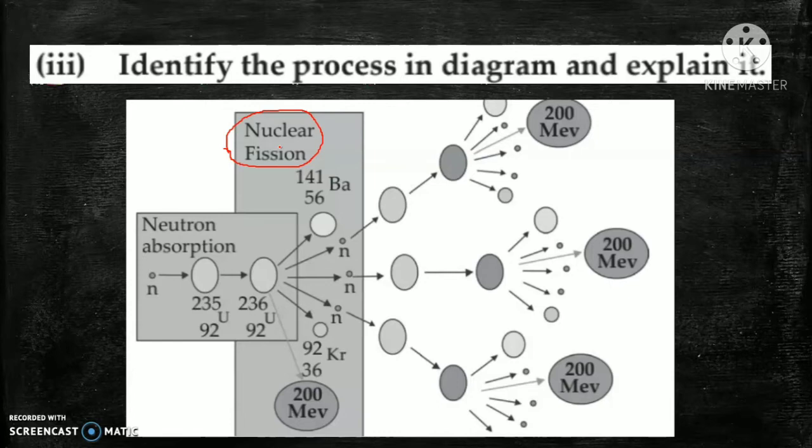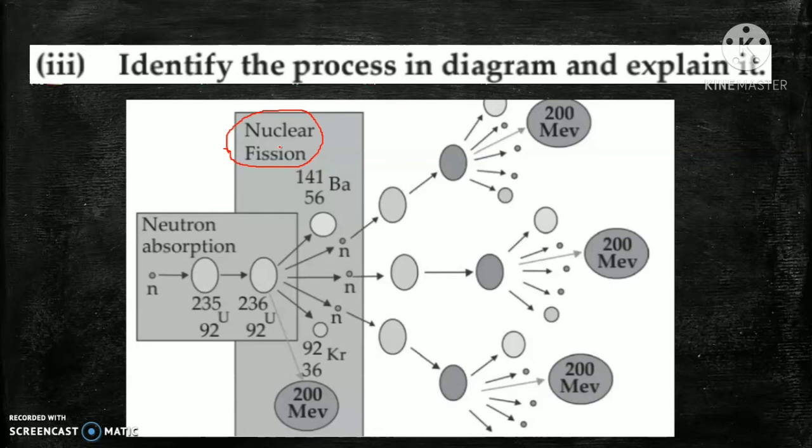uranium-235 and plutonium are used as fuel in this process. Third point, a neutron is bombarded on the atom of uranium-235, it absorbs the neutron and gets converted into uranium-236.